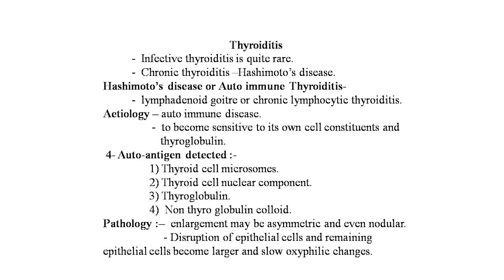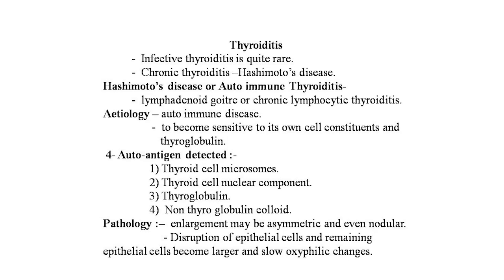Now the next point is thyroiditis. Infective thyroiditis is quite rare. Chronic thyroiditis is Hashimoto's disease. Hashimoto's disease or autoimmune thyroiditis is also called lymphadenoid goiter or chronic lymphocytic thyroiditis. Etiology: an autoimmune disease in which the body becomes sensitive to its own cell constituents and thyroglobulin. The 4 autoantigens detected in the thyroiditis are thyroid cell microsomes, thyroid cell nuclear components, thyroglobulin and non-thyroglobulin colloid.